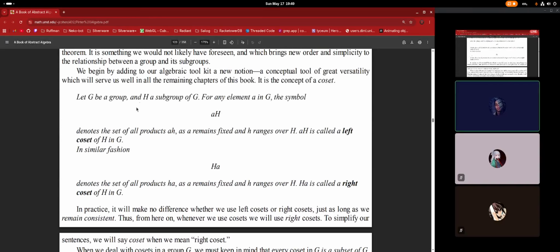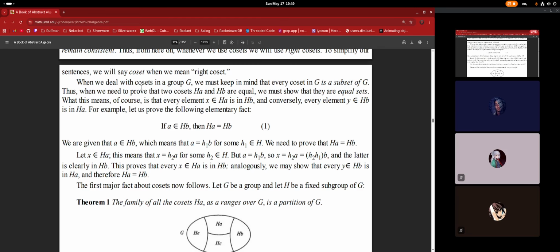So okay, we have this, what seems to be a silly definition at first. And we say, okay, what can we do with this thing? When we deal with cosets in group G, we must keep in mind that every coset in G is a subset of G, obviously. Thus, when we need to prove that two cosets HA and HB are equal, we must show that they are equal sets. Makes sense.